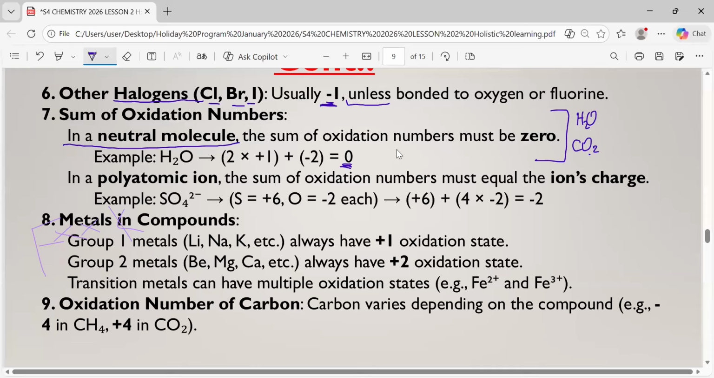In a polyatomic ion, the sum of oxidation numbers must equal the ion's charge. Have you understood that?